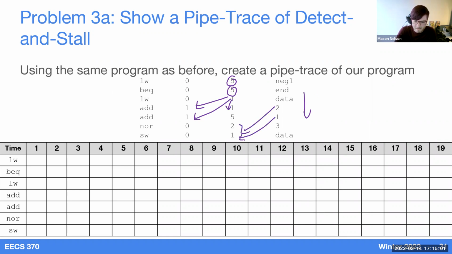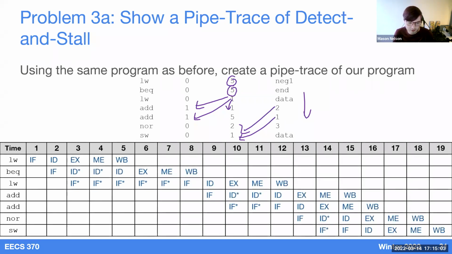Let's see how we would implement that in hardware with detect and stall. So the LW will just go along all 5 stages as normal. And then the BEQ will come along. It'll see that it's reading a register that was written by a previous instruction. So it's going to wait until that instruction is in the write back stage in order to do its decode. So that means we have to stall the BEQ for 2 cycles, at least in the lecture pipeline.